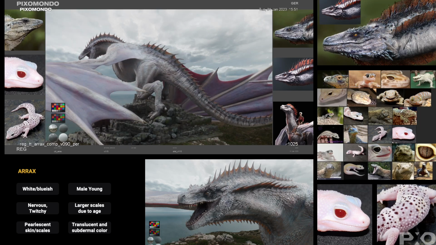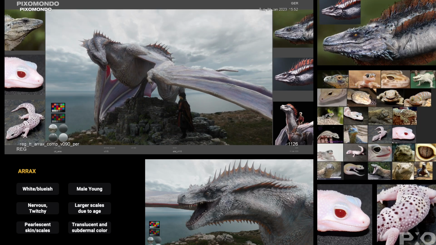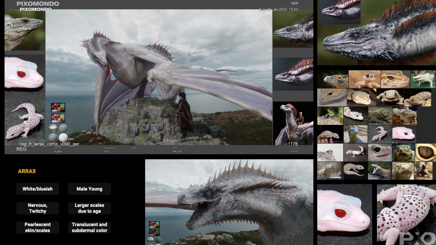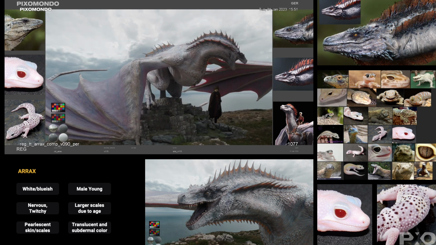What it meant for us in texturing is that if you would look at the base color of this dragon, you wouldn't find much detail or information there. The detail and information, you would find it in the subdermal color, because that's where it's coming from.